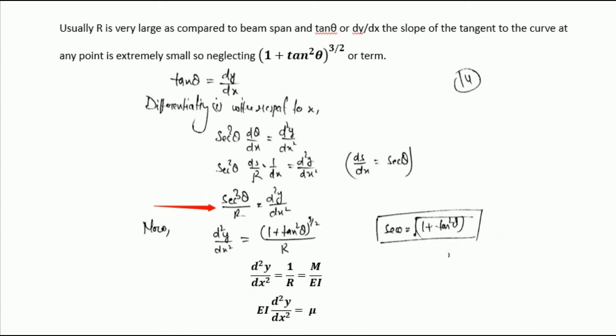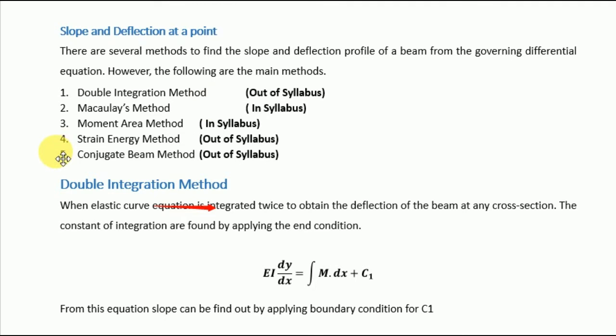Now we get to start how many types there are to solve this double differential equation of moment of beam. So basically we have 5 ways to analyze this double differential equation to solve deflection or slope of any beam. So the first method is double integration method, second is Macaulay's method, third is moment area method, next strain energy method, and last one is conjugate beam method. So let's just discuss the first method, which is double integration method.